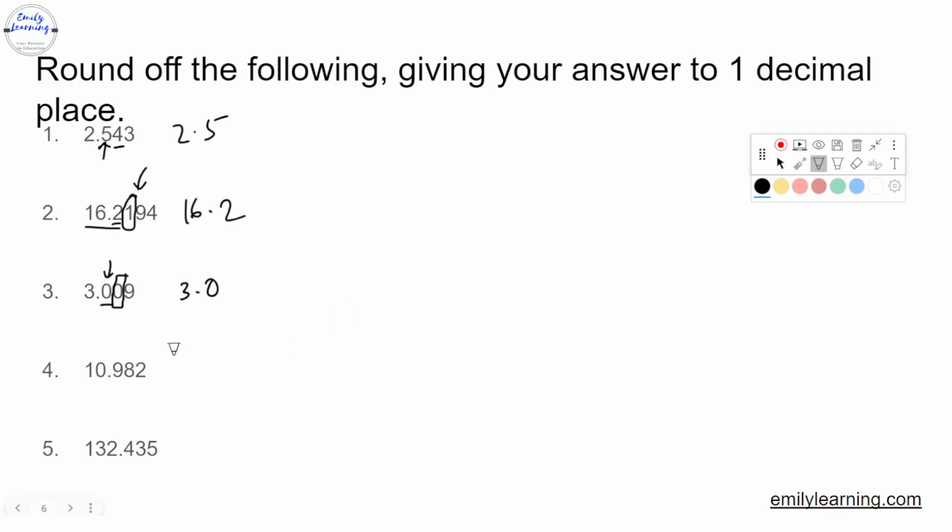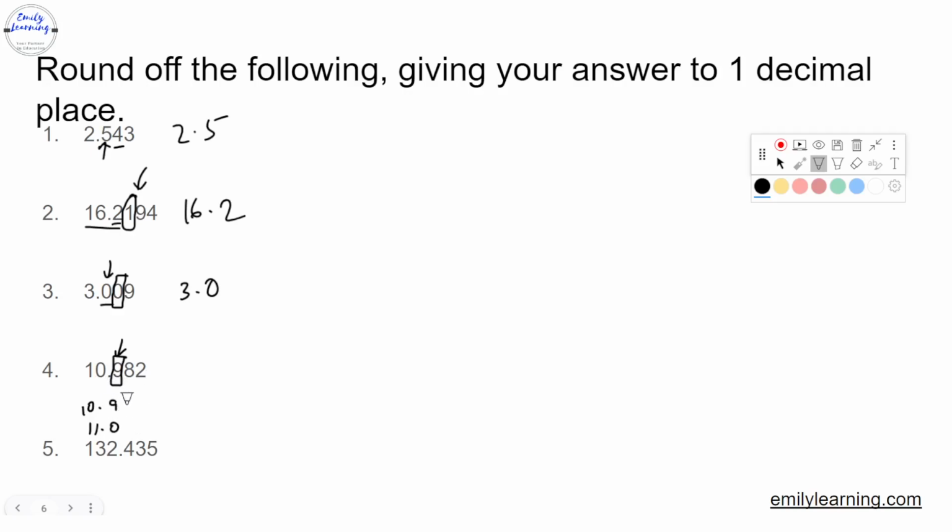Alright. Next, let's look at 10.982. So we are rounding it off to one decimal place. So I am going to change this number. It either remains as 9 or I increase it by 1, right? So it becomes 10.9, or if I increase it from 9 to the next number, it becomes 11.0. So when I round off 10.982 to the nearest one decimal place, the answer is either 10.9 or 11.0.